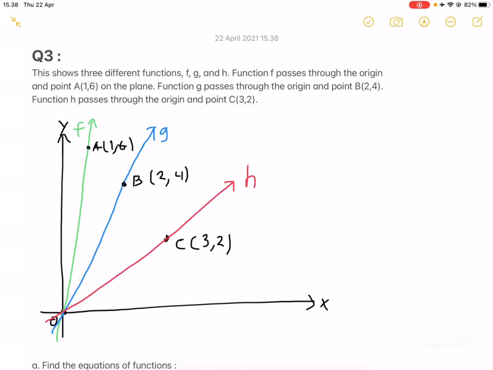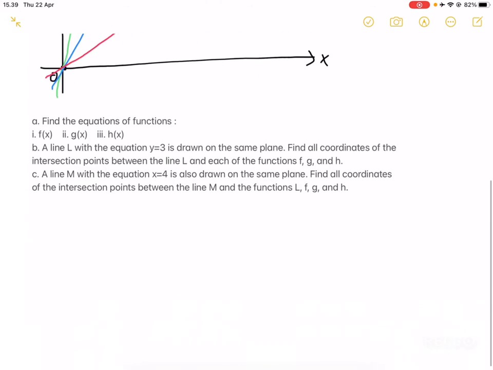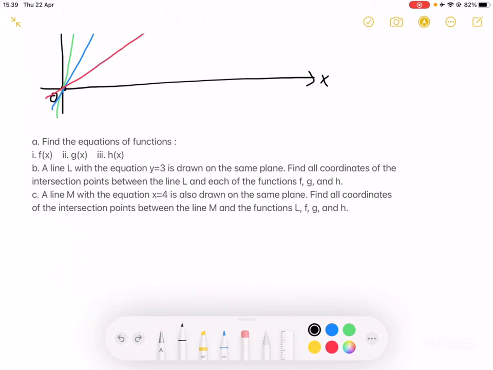Alright, for question 3, this shows 3 different functions f, g, and h. Function f passes through the origin and point A at (1, 6) on the plane, right here. So this is the origin and this is (1, 6). Function g passes through the origin and point B at (2, 4). And there you go. And function h passes through the origin and point C at (3, 2). And let's do part A. We need to find the equation of each function.